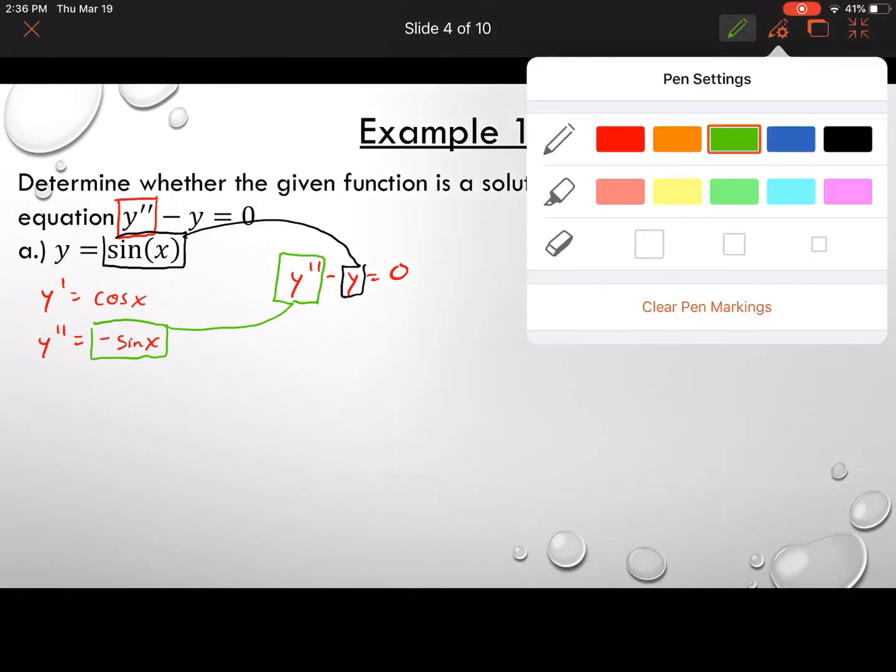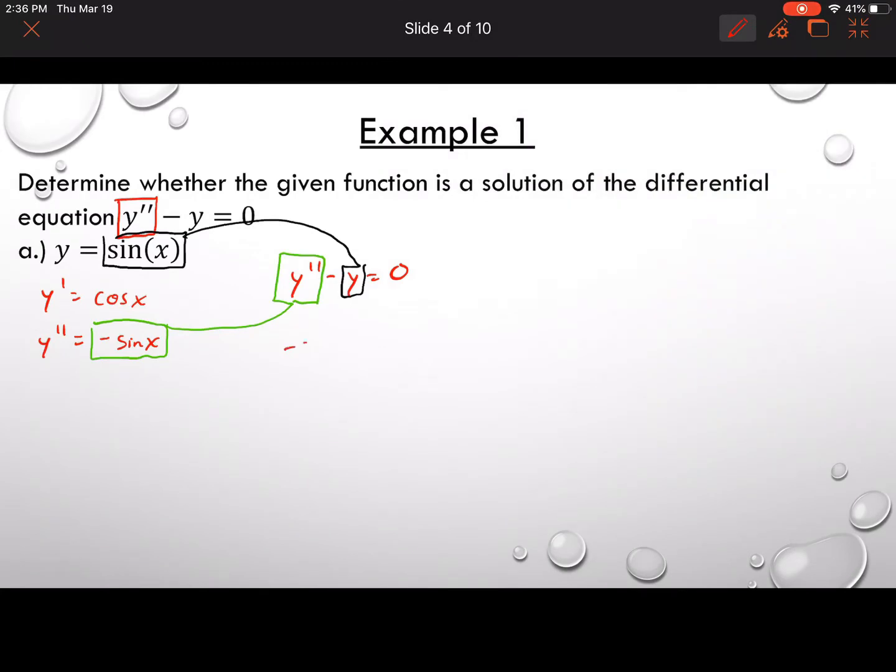So once we make those substitutions, we end up with negative sine of x minus sine of x equals 0. Or question mark equals 0. We're trying to determine if it does equal 0. Well, we have negative sine minus sine. Those do not cancel out because one of them is negative. So you end up with negative 2 sine of x, which I hope you agree does not equal 0. So this is not a solution.